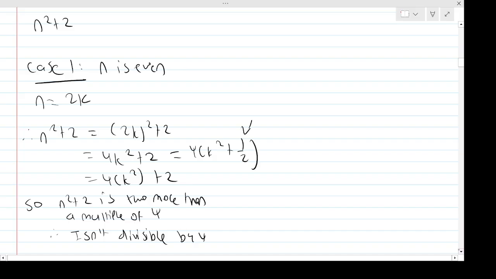And obviously n squared plus 2 has to be an integer. So if we get any fractions, then we can't factor a 4 out, so it's not divisible by 4. But hopefully you recognise that if we're adding 2 on, then it's just 2 more. And if it's 2 more than a multiple of 4, it has a remainder of 2, so it's not divisible by 4 exactly. There we are. Okay.